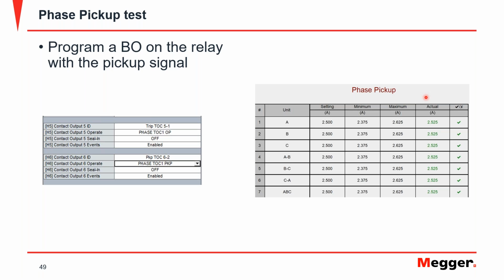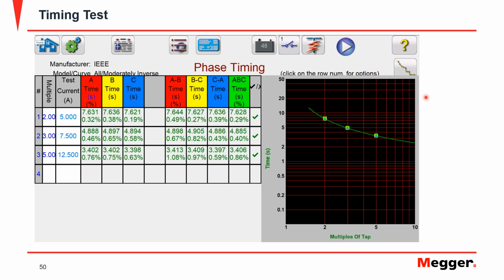Now, passing the pickup is not 100% an indication that your zones are correct and that your angles are fine. So the second thing you have to do is the timing test. But once you do the pickup, your timing is most likely going to work.